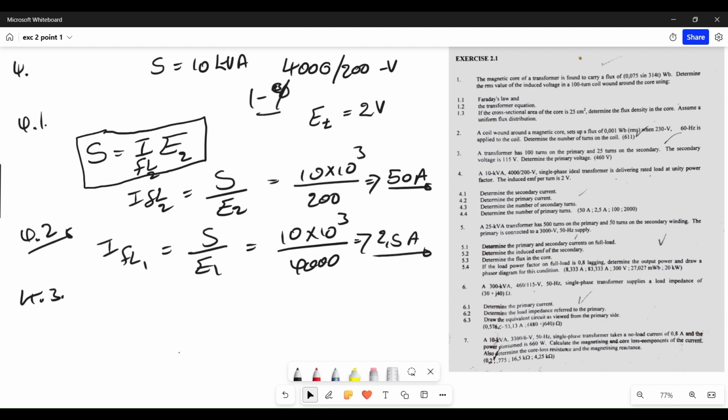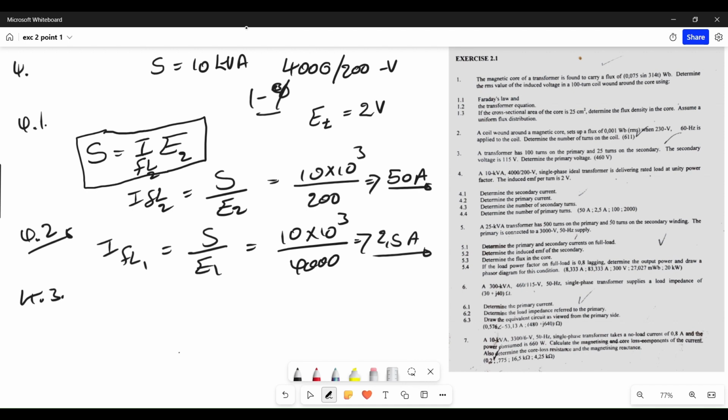Determine the number of secondary turns. Okay, so like I said, one thing that you should know is that the EMF per turn is the same for both sides of the transformer. High voltage and low voltage induced EMF per turn is the same.